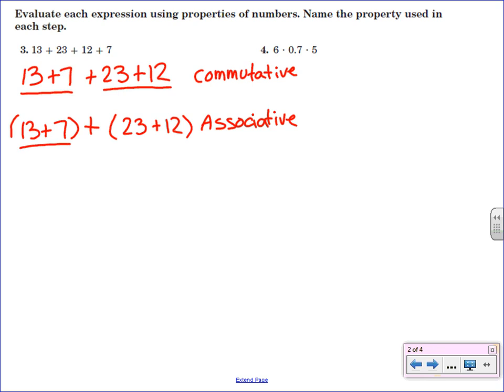So now 13 plus 7 is 20. 23 plus 12 is 35. Had a little brain fart there. And that's just a simple substitution. And then 20 plus 35 is 55. And that's another substitution.